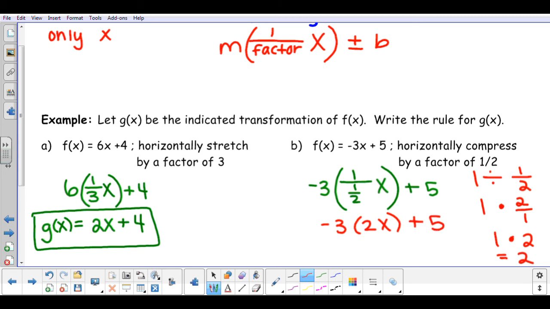Now this is something that looks more friendly, so I can just multiply the negative 3 in the 2, and that gives me a negative 6x plus 5. So negative 6x plus 5 would be my new g of x function.